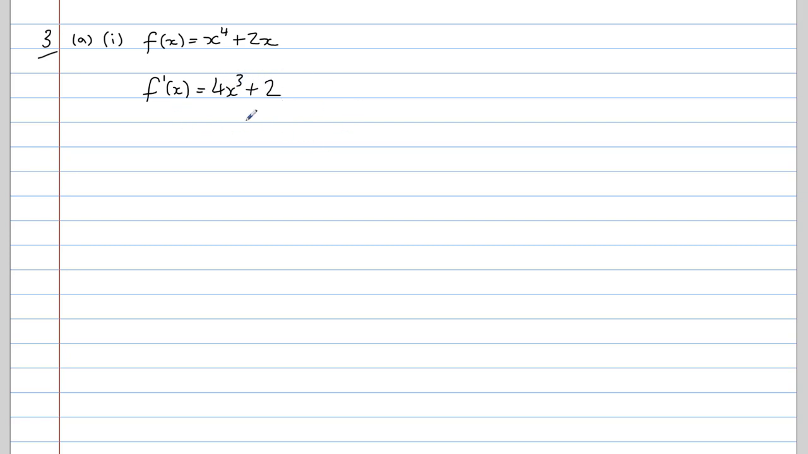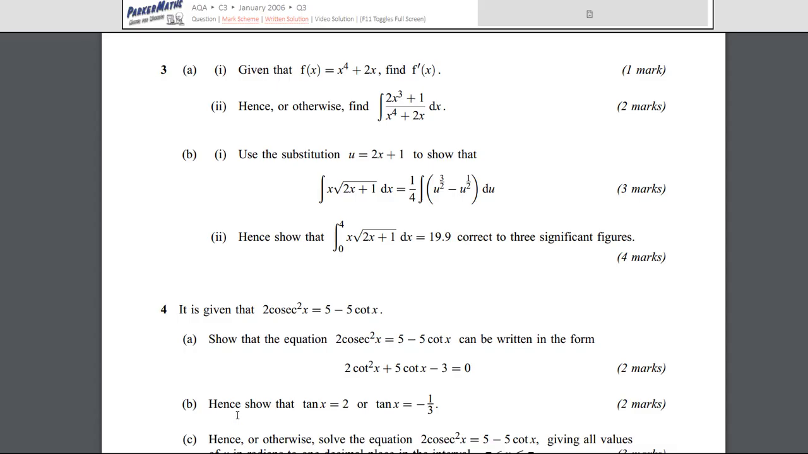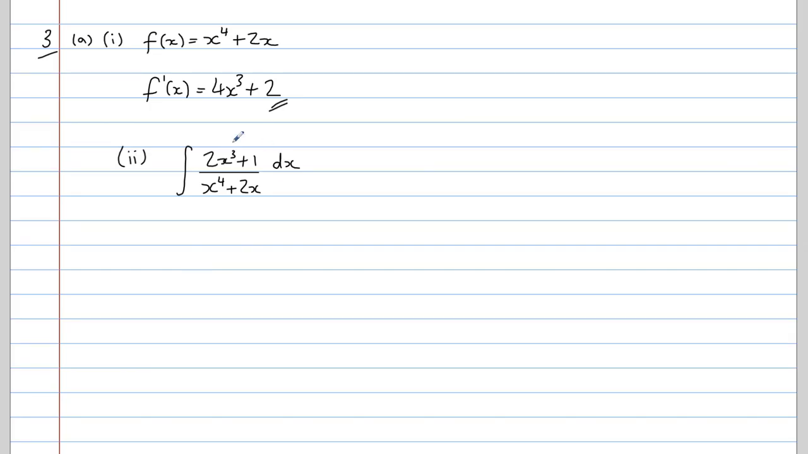When you ask a question as easy as this in Core 3, assume that they're probably asking you for a reason. And that reason is that you're going to use your answer to answer part 2 here, where we've got to find the integral of 2x cubed plus 1 over x to the 4 plus 2x. To integrate this, we can use integration by inspection.